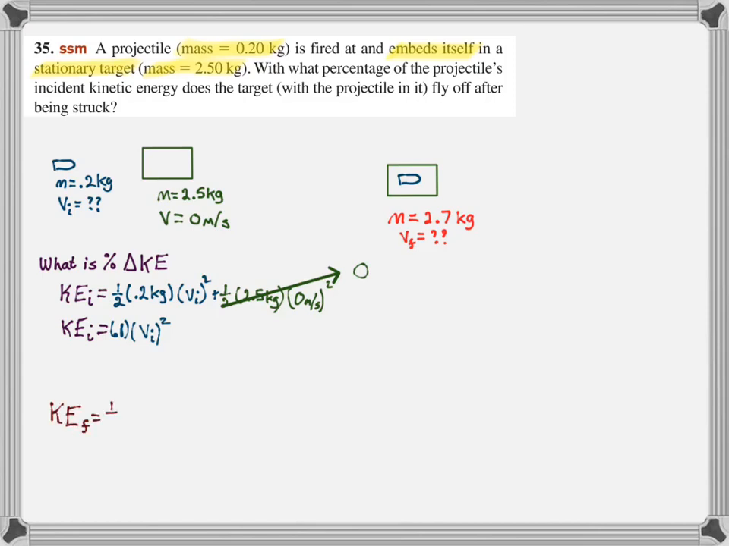And our final kinetic energy is equal to 1/2 the mass of the block and the bullet, because they're embedded together, which is where we got that 2.7 kilograms. The block had a mass of 2.5, the bullet had a mass of 0.2. So the kinetic energy is 1/2 times 2.7 times Vf squared. We can clean it up and say that the final kinetic energy is 1.35 Vf squared.